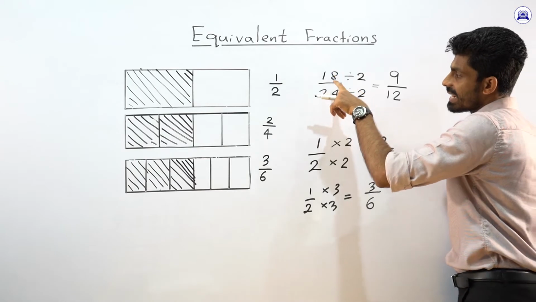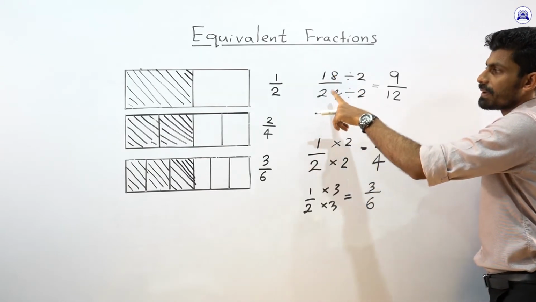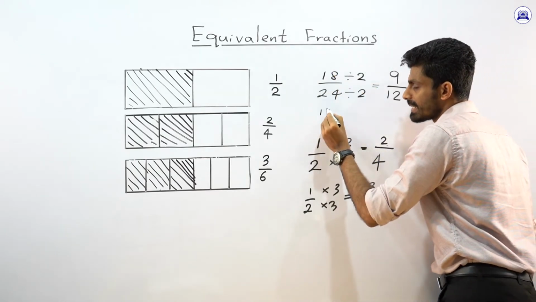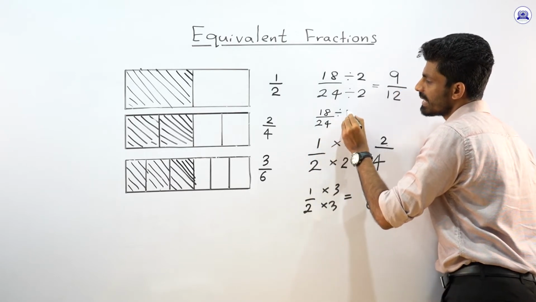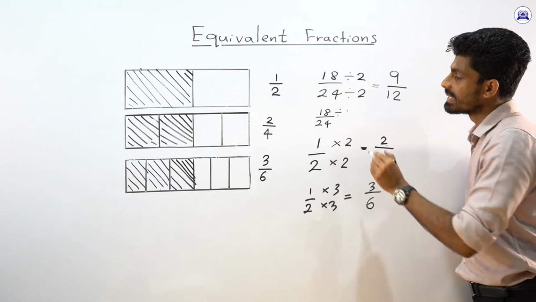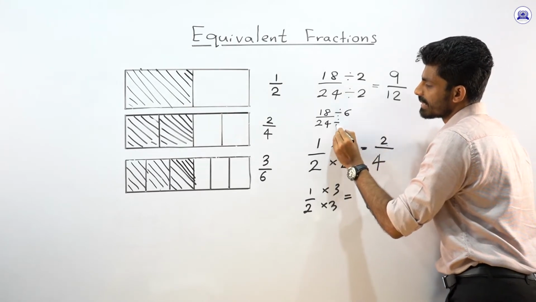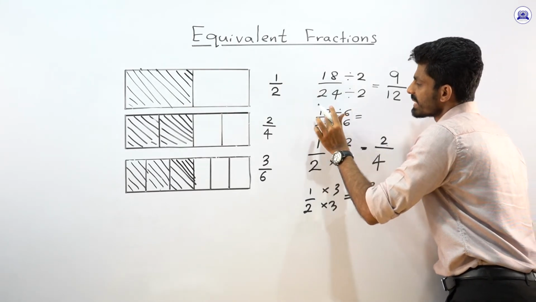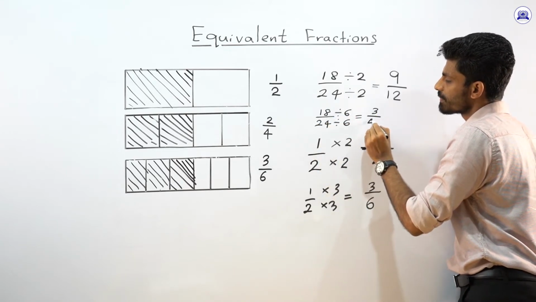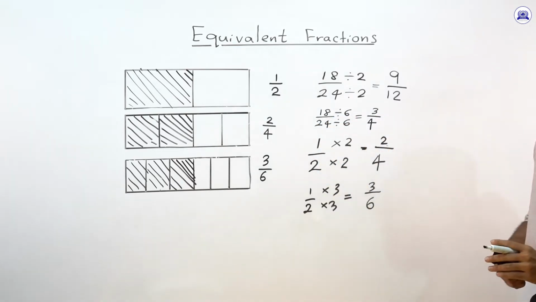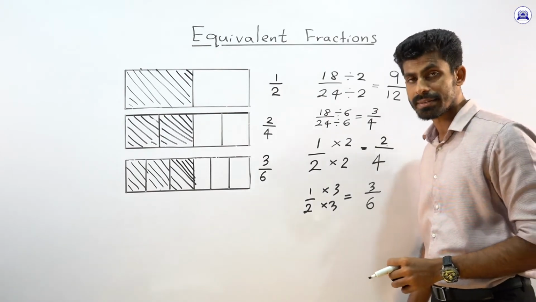So you can see 18 and 24, we can divide by 3 also. Let's take that fraction, 18 over 24, and divide by, let's take 6. 6 here and 6 here also. 18 divided by 6 is 3. 24 divided by 6 is 4. Then you can see how to create the equivalent fraction.